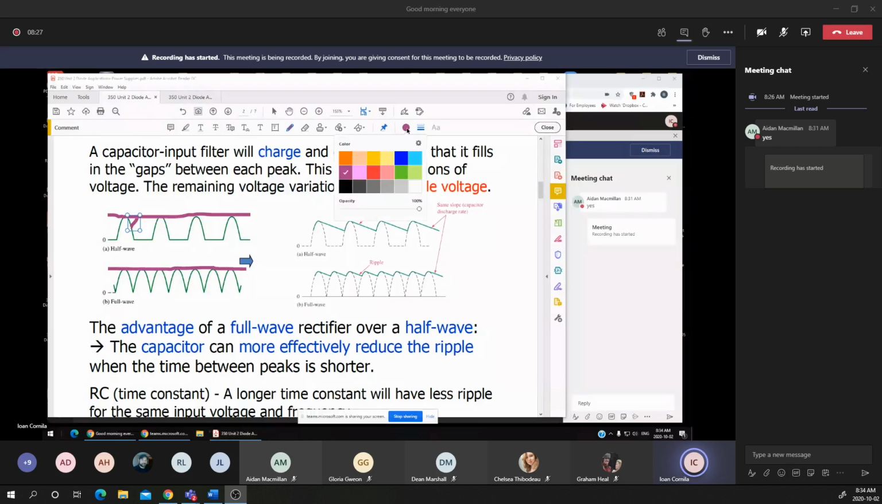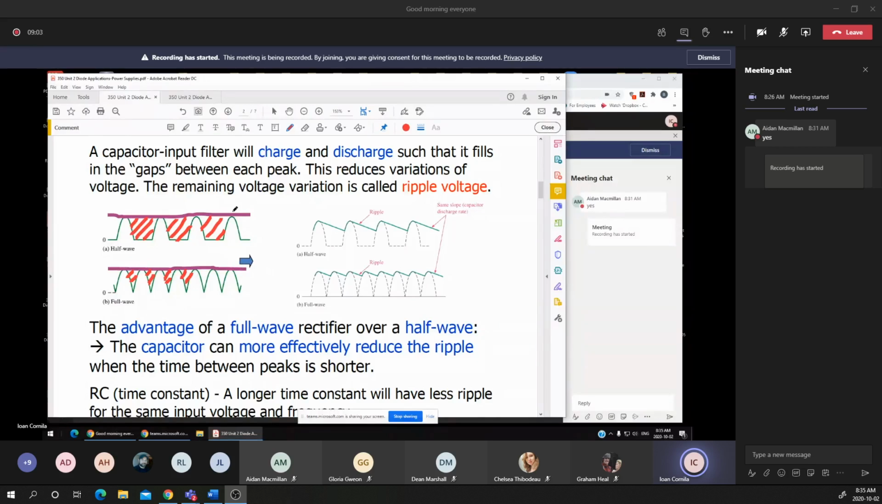Did we change the color? Okay, let's make it a different color. Let's make it in this color. Okay, now we want to fulfill the gap actually between two pulsating voltages. That's for the half-wave rectifier. And for the full-wave rectifier, you notice that this gap is much smaller than for the half-wave rectifier.